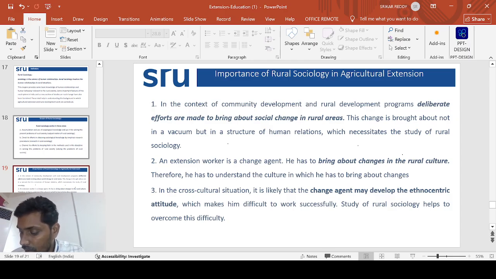We can see here the first advantage. In the context of community development or rural development programs, deliberate efforts are made to bring about social change in rural areas. So if agriculture extension is making a deliberate effort to bring social change, first of all, if you want to bring a change, you need to know the existing situation, the existing conditions in their society. If you don't understand the real life scenario, then you cannot bring the new change. So sociology will be that guide or reference to consider.